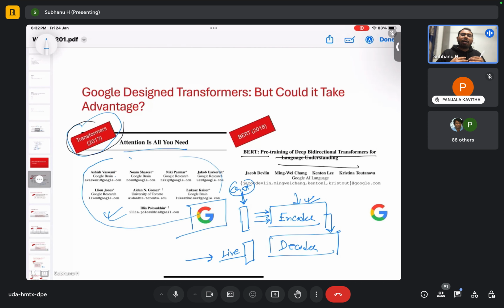Okay, so you have a huge amount of data. To process this huge amount of data, you need time. So training this encoder needs a long time and huge computational resources.